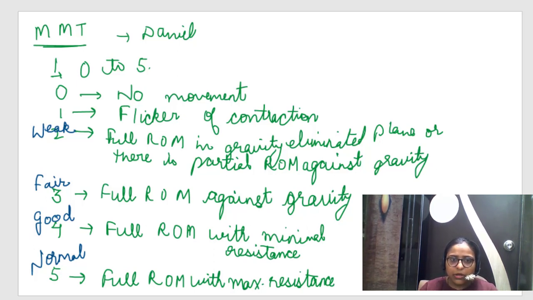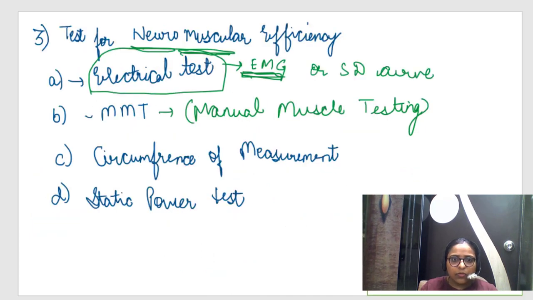You provide the grade 0, 1, 2, 3, 4, 5 according to the muscle, and for every muscle you have to assess accordingly, right. So if the MMT is clear, then we can move to the next point, that is your circumference of measurement. In this, you have to assess the muscle bulk, right.